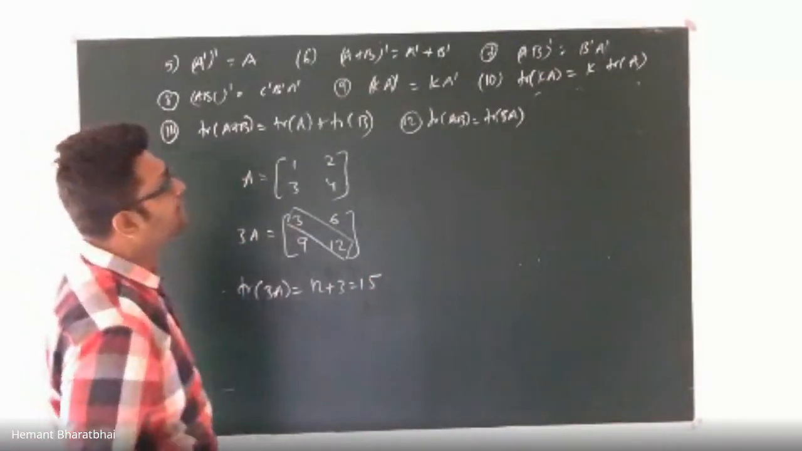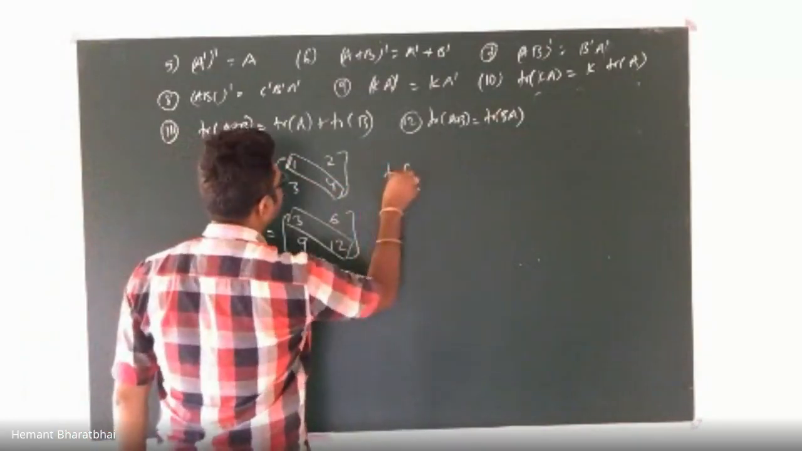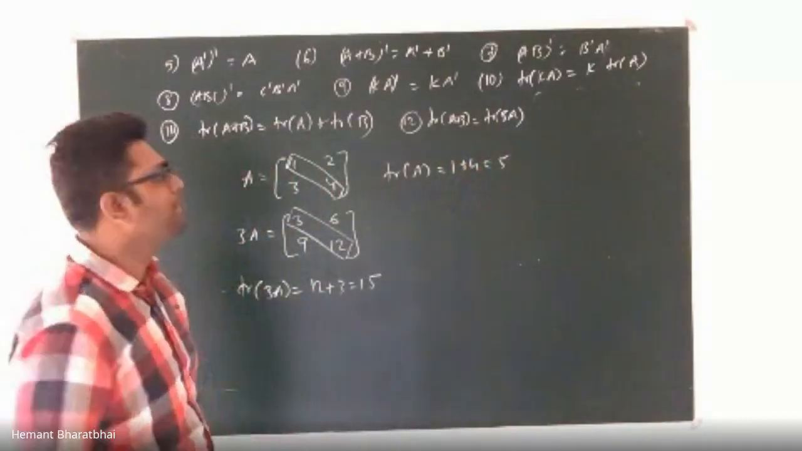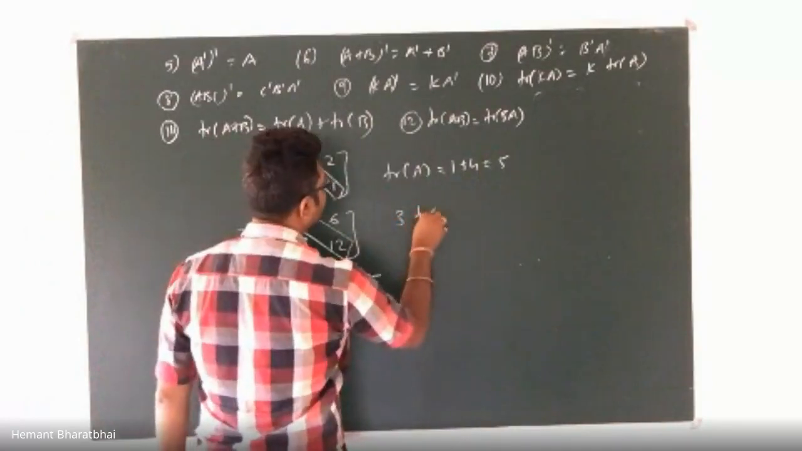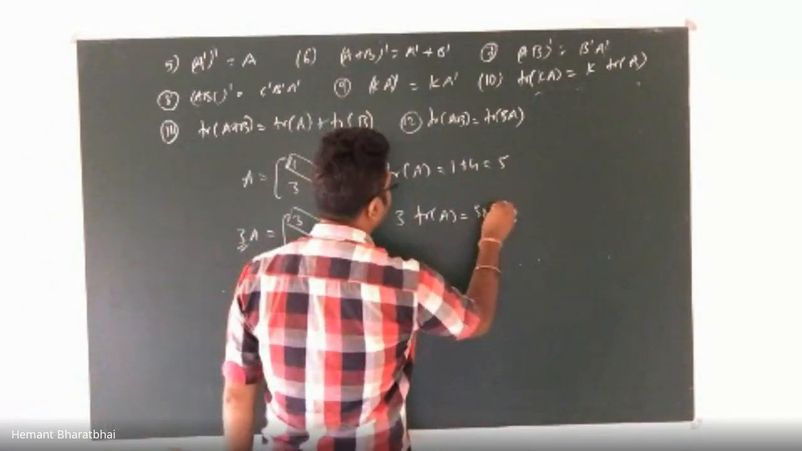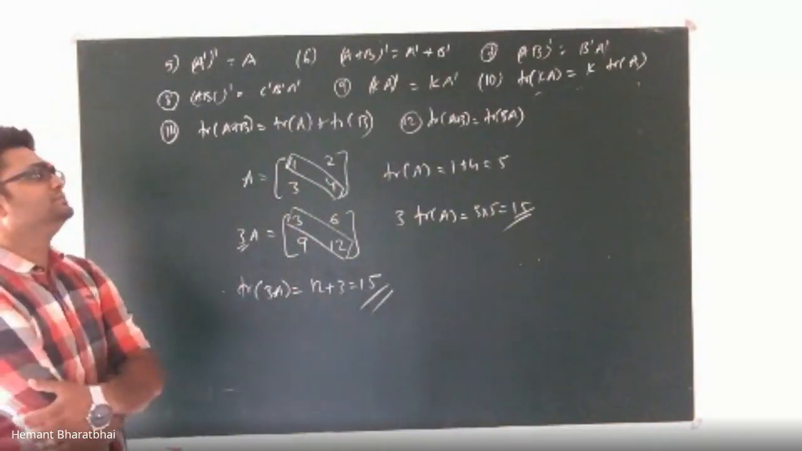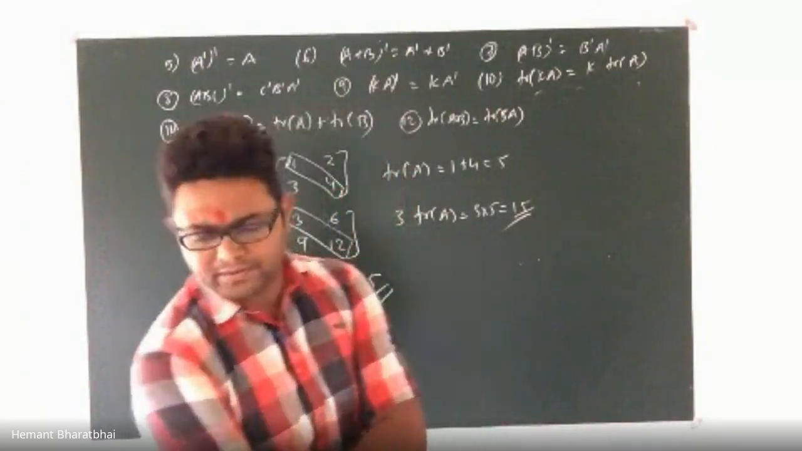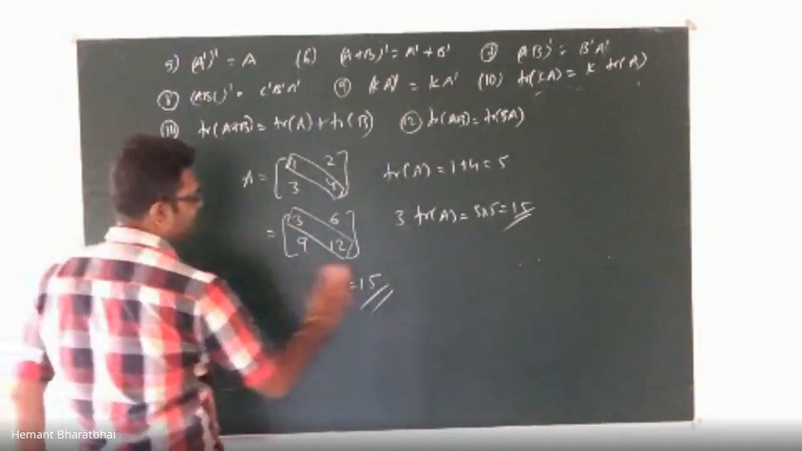And if I do trace of matrix A into K, so let's find out the trace of matrix A. The trace of matrix A will be 1 plus 4, that is 5. And if I do K times, so what I have taken is 3. So 3 times the trace of matrix A is going to give me 3 into 5, that is 15. Hence the property gets proved. Trace of K A matrix will be equal to K times the trace of A. Similarly, let me call it as matrix B.